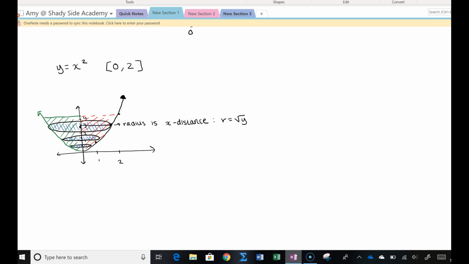Let's see who can give me the integral. Jabril, you got this. Go, Jabril, go. The integral from 0 to 4. Oh wait, put a pi in front. Forgot the pi. Root y, all of it squared, dy. You have to square it because it's the area, radius squared, pi r squared.